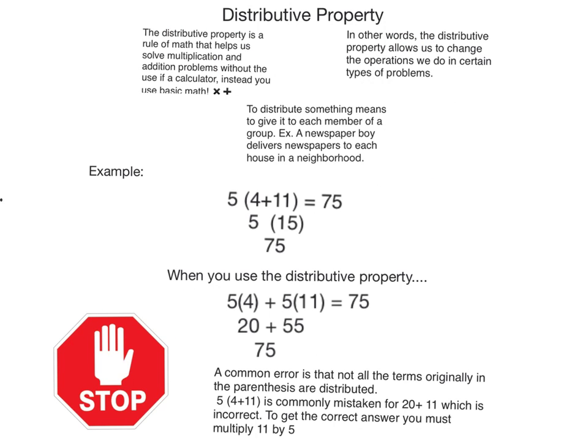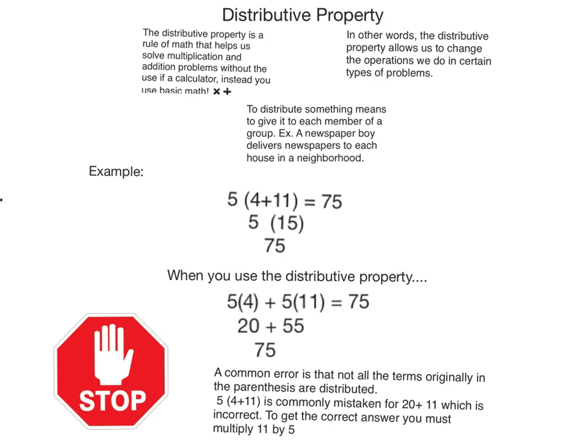The distributive property is a rule of math that helps us solve multiplication and addition problems without the use of a calculator. Instead, you use basic math. In other words, the distributive property allows us to change the operations we do in certain types of problems. To distribute something means to give it to each member of a group.